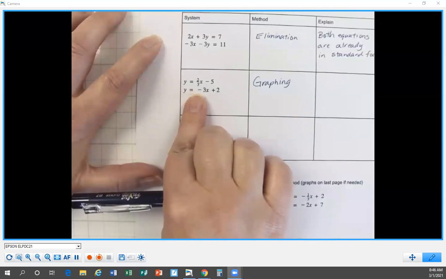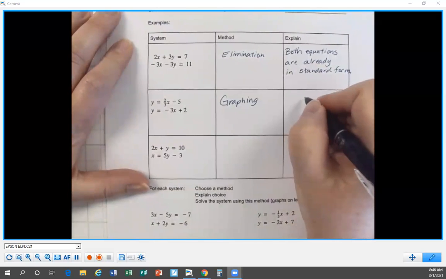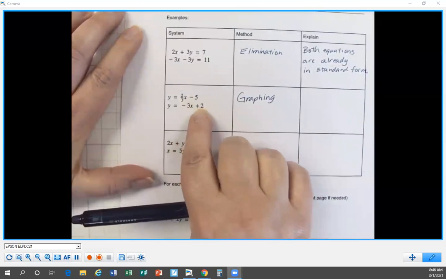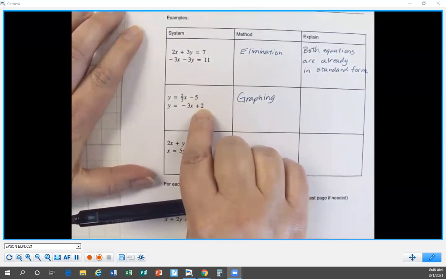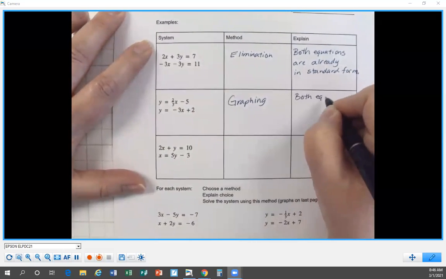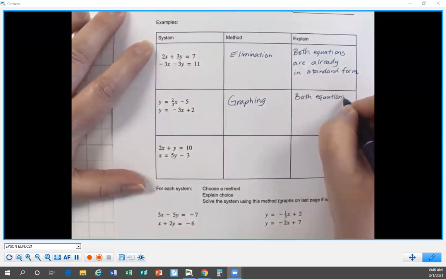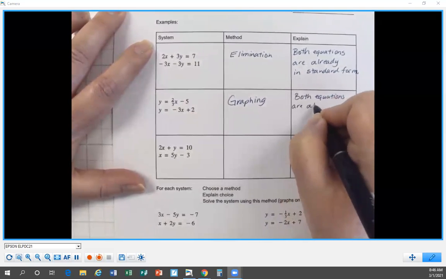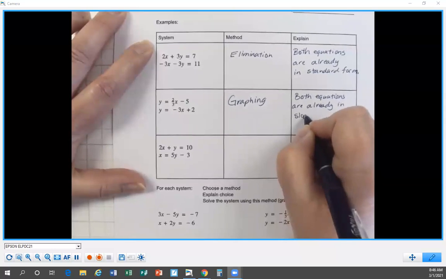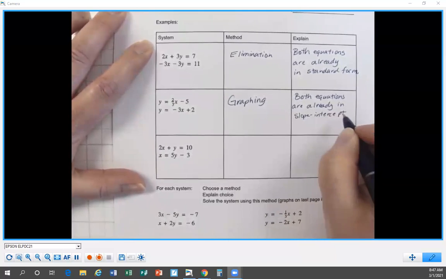You definitely could also solve this with simple substitution. Okay, so both equations are already in slope-intercept form with graphable y-intercepts. So we can easily graph, these are whole numbers, -5 for a y-intercept here, +2 for a y-intercept here. So both equations are already in slope-intercept form, and conducive to graphing.